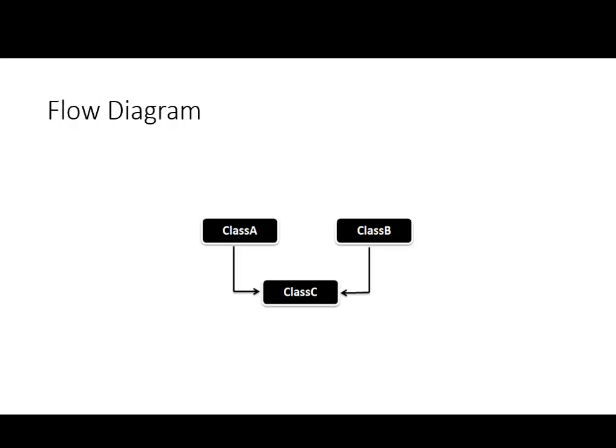So over here we have a flow diagram for multiple inheritance. As you can see, we have class C, class A and class B, and class C is inheriting from both classes at the same time, class A and class B. But this approach is not applicable in Java programming. We cannot accomplish this approach by the use of classes. Okay, but we can use interfaces.